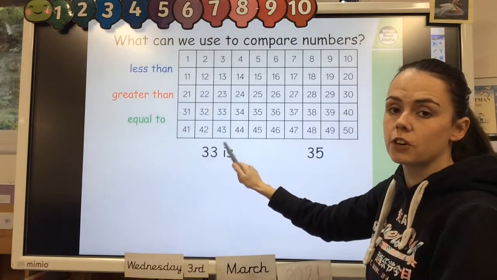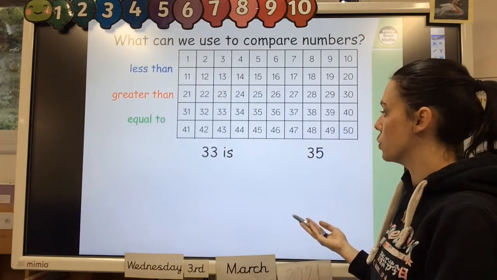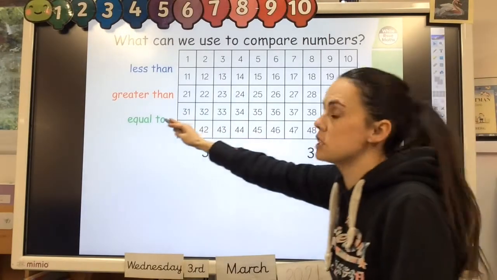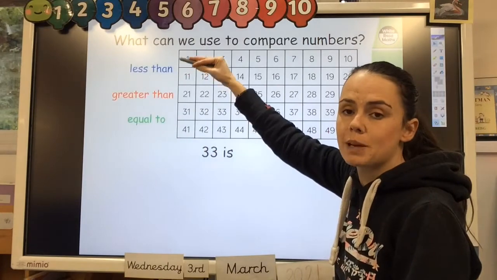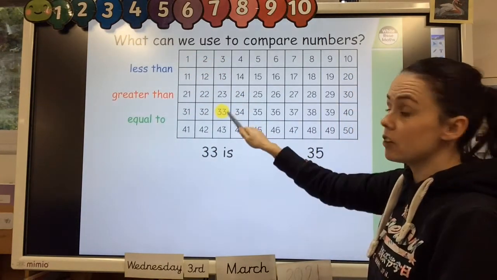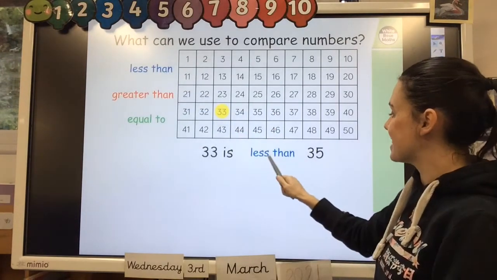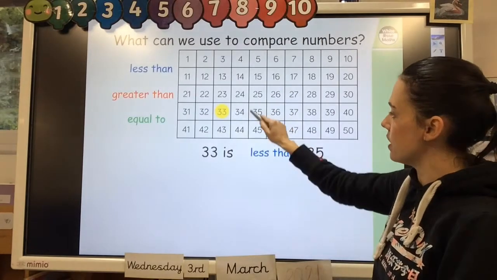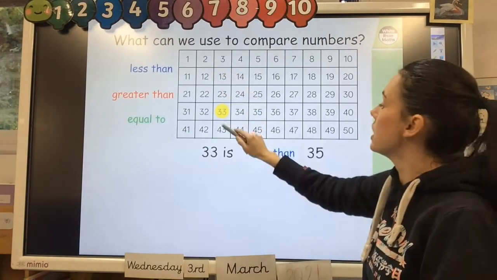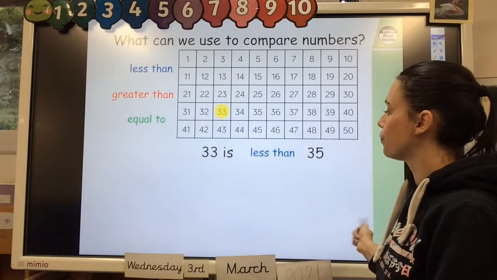So 33 is something to 35. So first of all, is 33 the same as 35? No, so we know it's not equals to. So therefore it has to be less than or greater than. So 33 is here. So 33 is less than 35 because 35 is here. And that means that 33 is closer to 1. So 33 is less than 35 because it's closer to 1 on the number line.